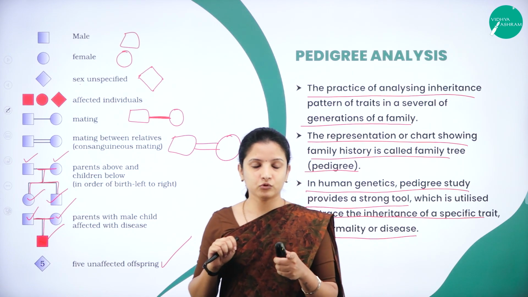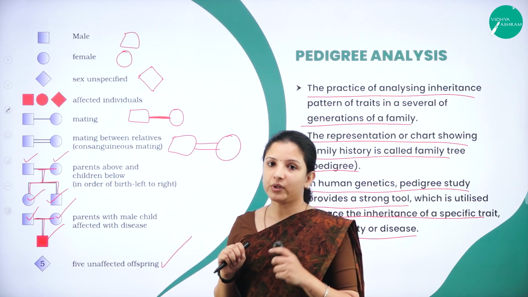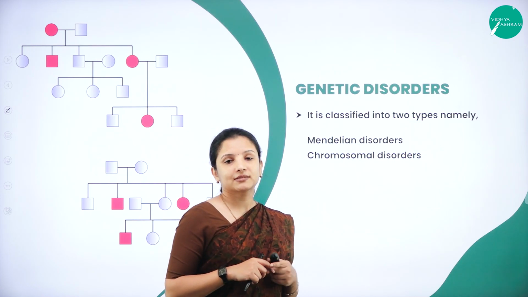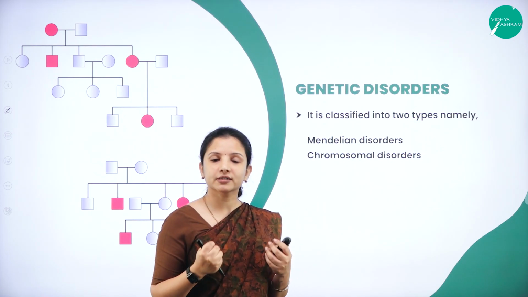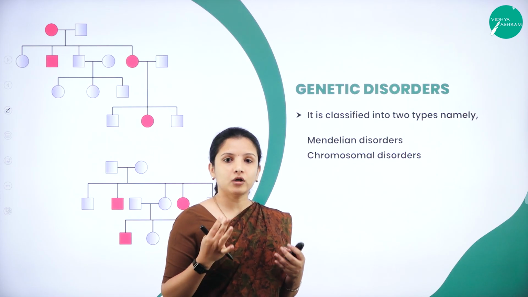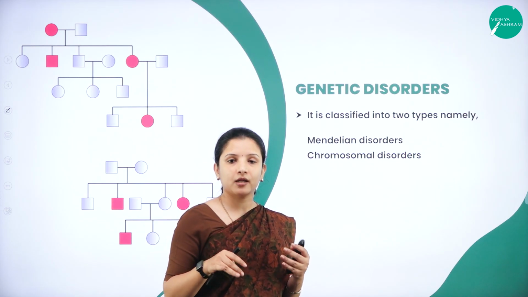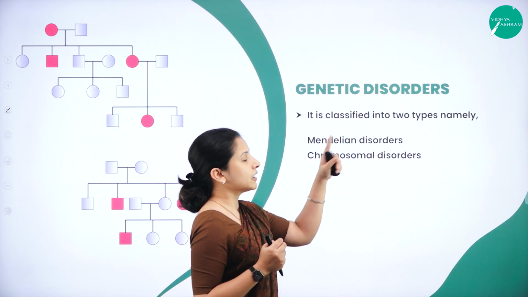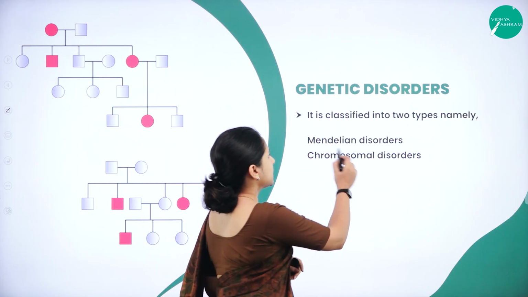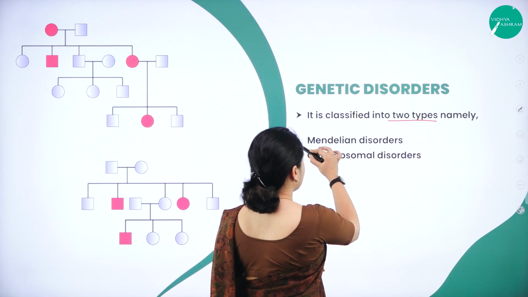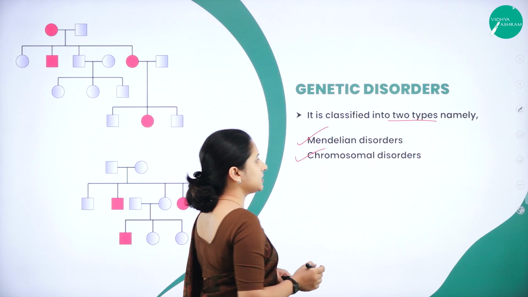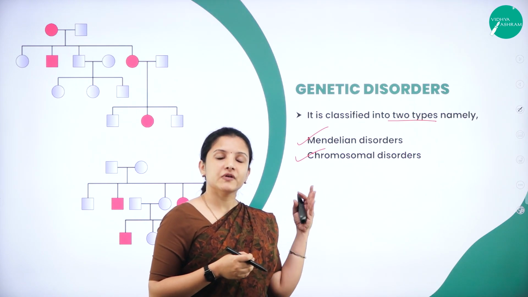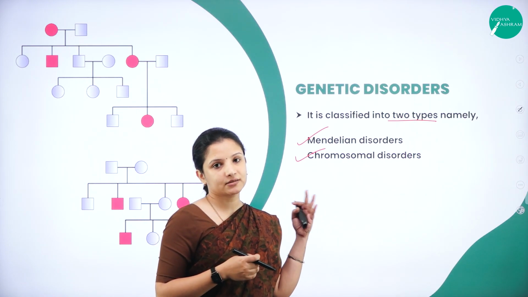Now we shall see how a chart is created. For this, let us take the example of genetic disorders. What are genetic disorders? Any alteration occurring in the DNA or in the chromosome will lead to genetic disorders. It is mainly of two types, Mendelian disorders and chromosomal disorders. Mendelian disorders and chromosomal disorders we shall see in detail in the next coming class.